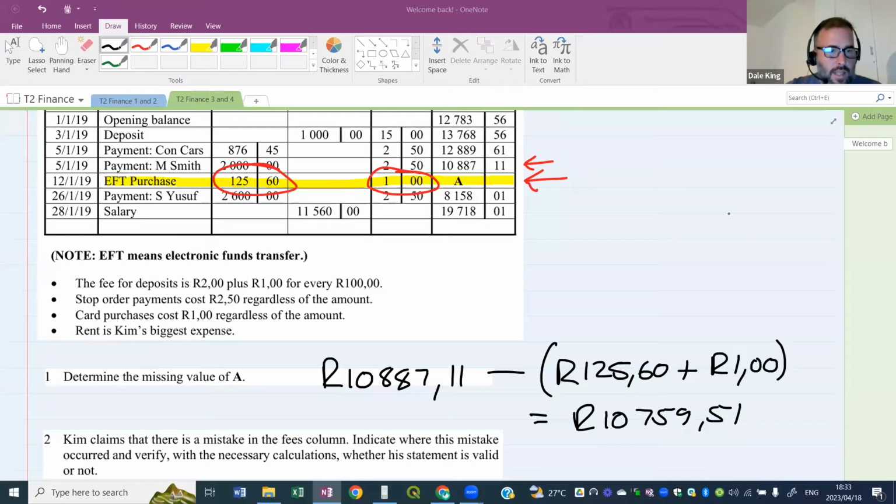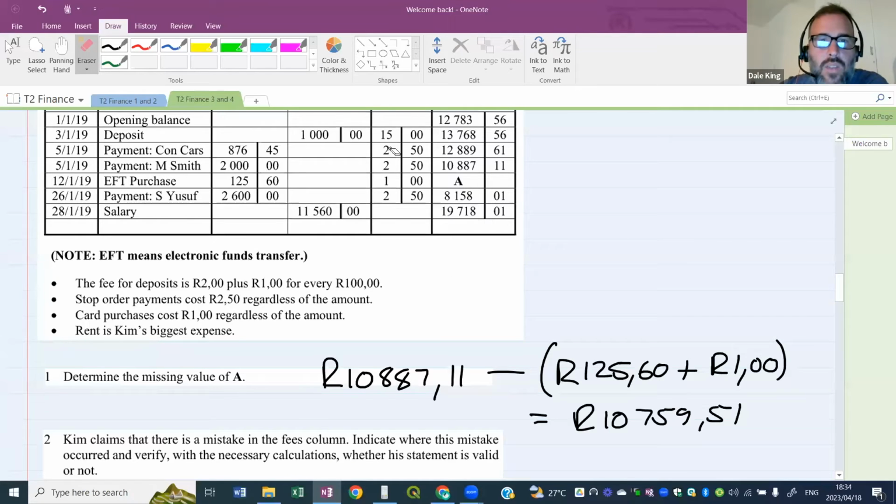There it is there, number 2 at the bottom. Kim claims that there is a mistake in the fees column. Indicate where this mistake occurred and verify with calculations whether the statement is valid. Now, what statement is it? It's Kim saying there's a mistake in the fees column. We have to indicate where, number 1, and then verify with calculations whether she's telling the truth or not.